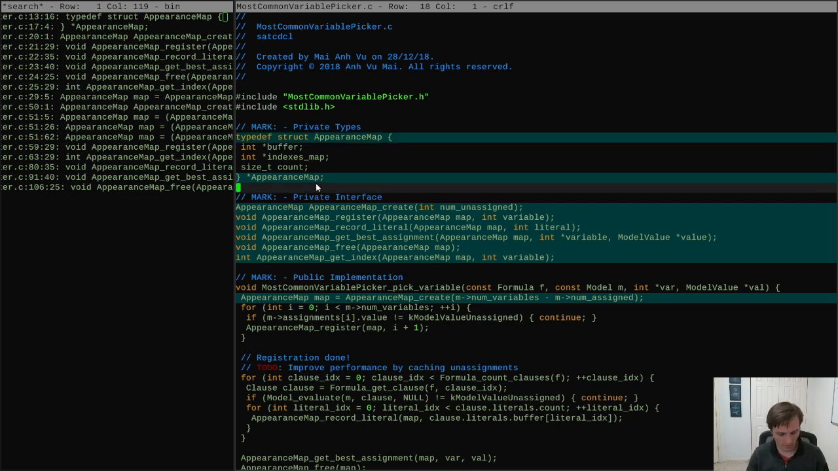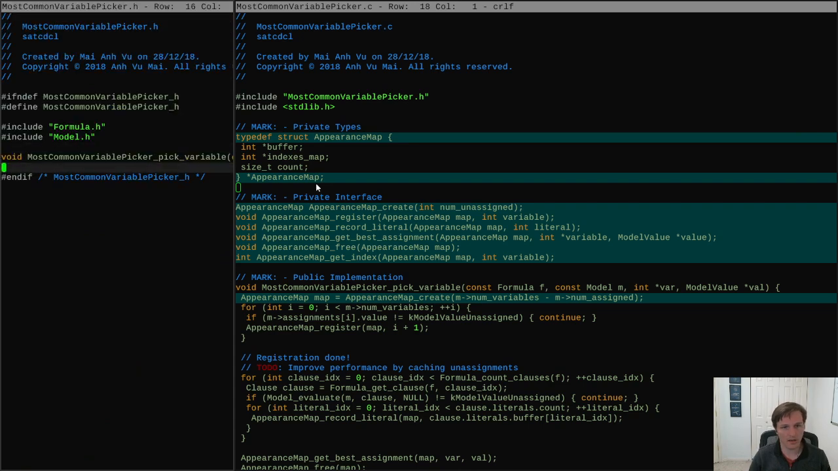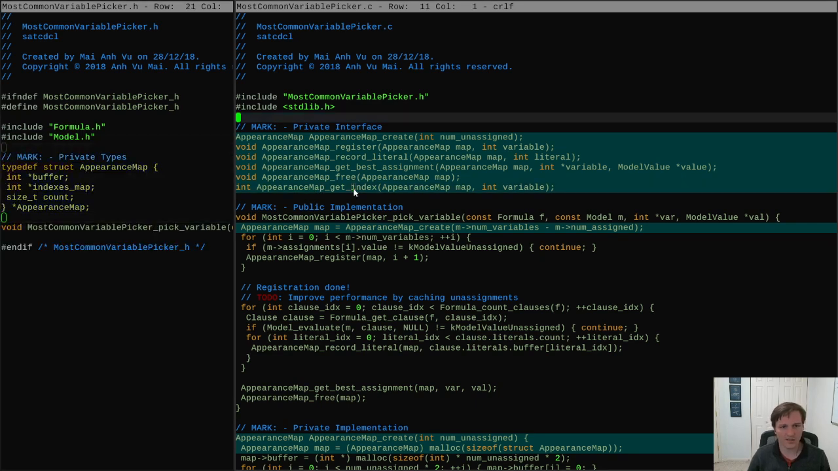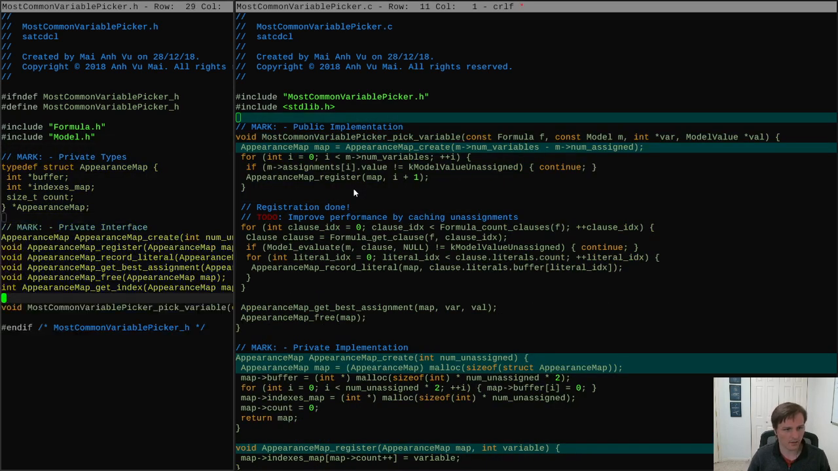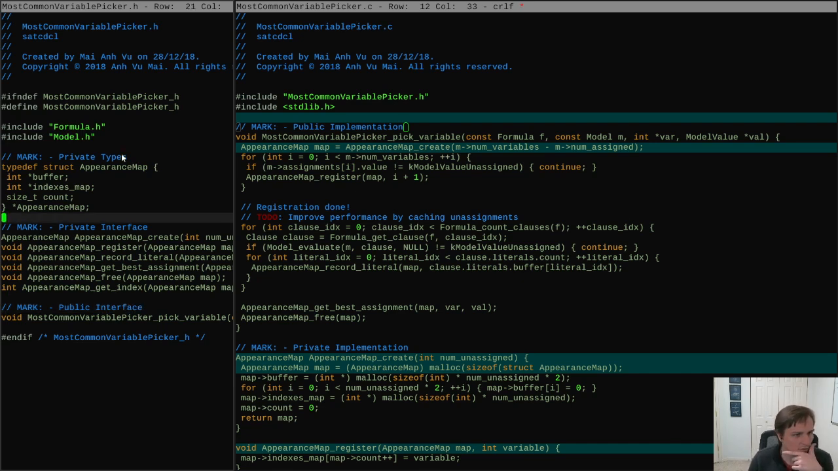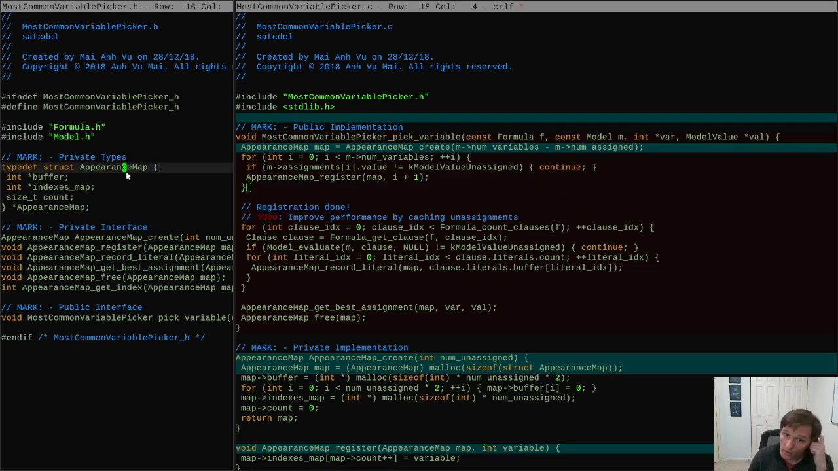Let's turn off line wrapping on the mini one. I'm going to do some rearranging here. I just like to have my summary on the left-hand side. So there we go. That roughly reconstructs the spirit of this file, but in a style that makes sense to me. So an appearance map has an integer buffer, an integer indexes map, and a count.